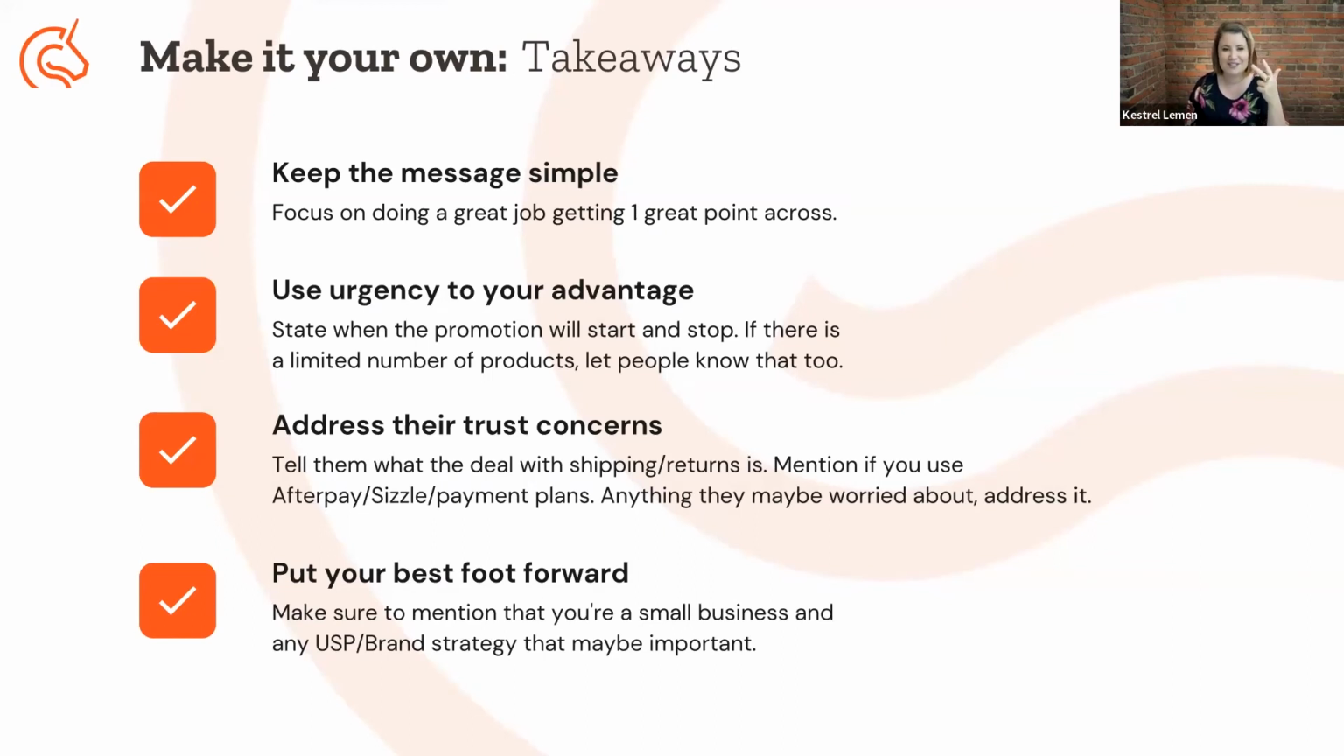Three, address any trust concerns people have. First and foremost, trust concerns are normally around shipping and how they can pay for the item. If you have a higher price pointed item, make sure to point out that you accept Afterpay or Sizzle or one of those other payment programs, so people know that they could do installments if they want to, and that's something you offer. Or if there happens to be anything else that you know people have trust issues around, make sure to address them up front.